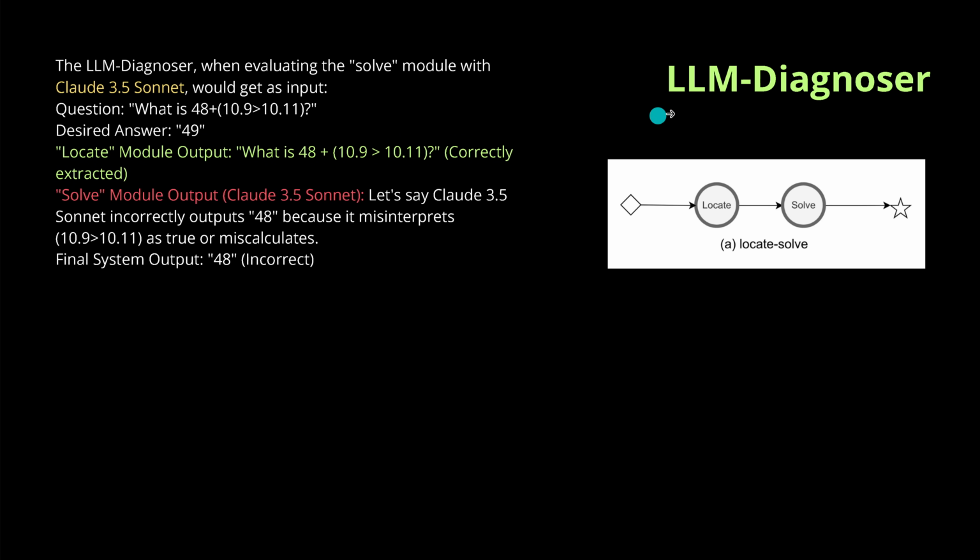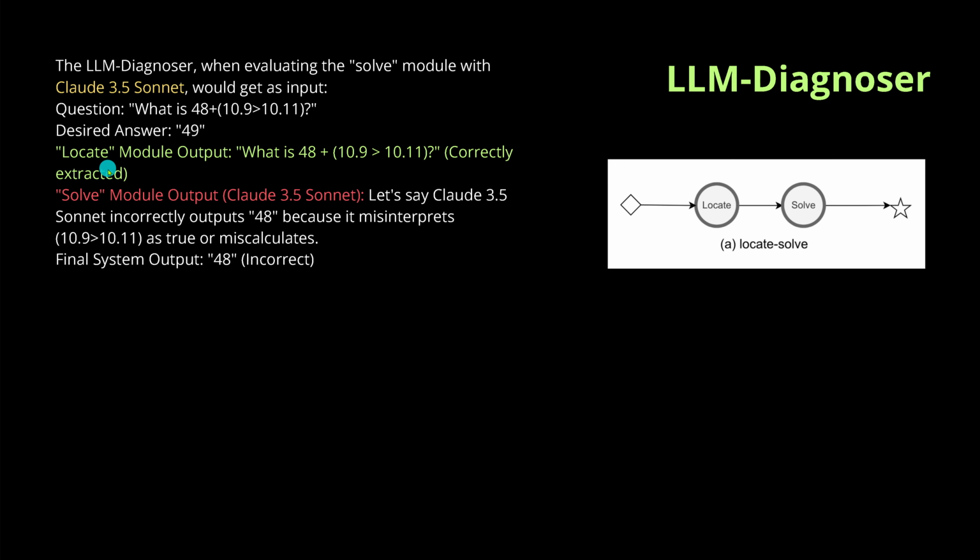So, this LLM Diagnoser, this secondary LLM that judges here the modules. Let's have here a direct flow through the problem. So, we have now the simplest case, no? Locate, solve. This is it. Evaluating the solve module with Claude 3.5 Sonnet. I know you love coding Claude 3.5 Sonnet, would get an input. We have the same fascinating question. You know the answer should be 49.